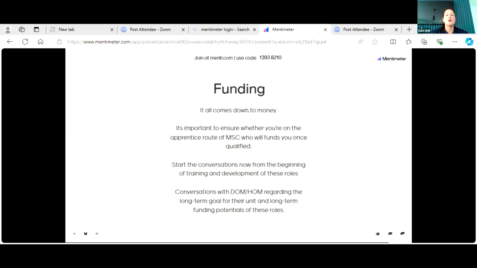Funding. So you've got the job description, you've got the course, you've got the supervision, the mentorship, you've got your set standards, you've got your specific qualifications that you need to get. And then there's funding, and it all comes down to money. And I think it's important to ensure, whether you're on the apprenticeship route or the main MSc route, that you work out who funds you once qualified.